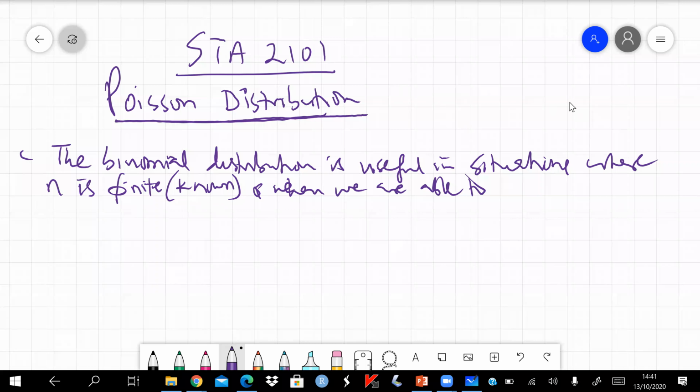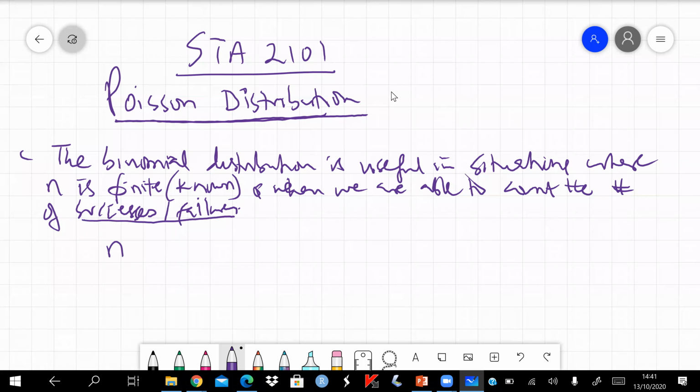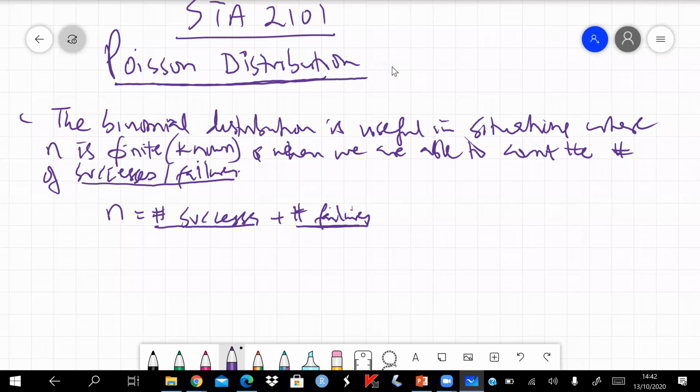So the binomial distribution is useful when n is finite and when we are able to count the number of successes and failures. Of course, if you're able to count the number of successes and failures, it means that n is finite, because we know that n, the number of trials, is the same as the number of successes plus the number of failures. So if you know this alone and you don't know this, it means that your n is unknown or your n is infinite, okay?